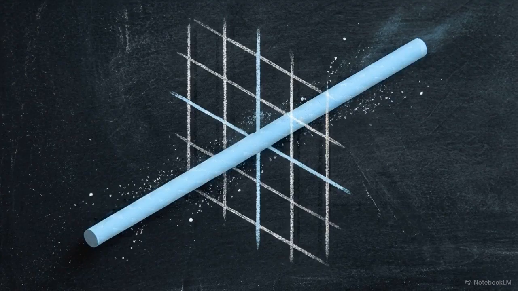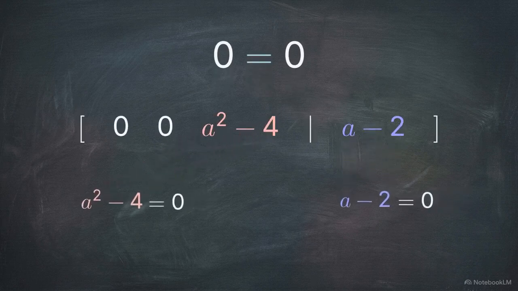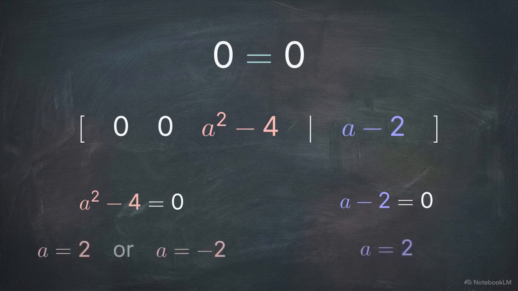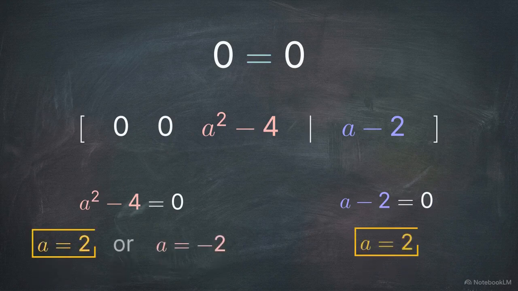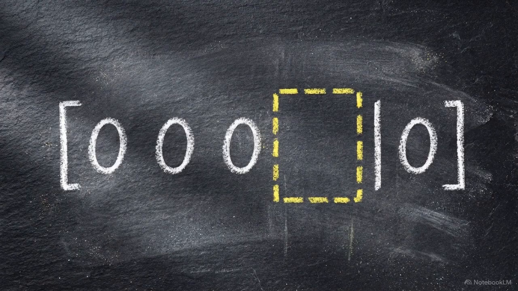Next, we look for infinitely many solutions. This requires a free variable, which occurs when two equations are essentially duplicates. In matrix form, an entire row cancels out to 0 equals 0. We apply that rule by setting both the coefficient and augmented parts equal to 0. The only value satisfying both is a equals 2. The third column completely loses its pivot. Without a leading entry, z becomes a free variable, generating an infinite number of valid coordinates along a line.